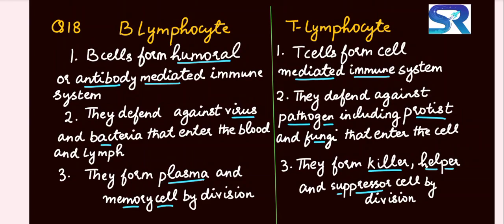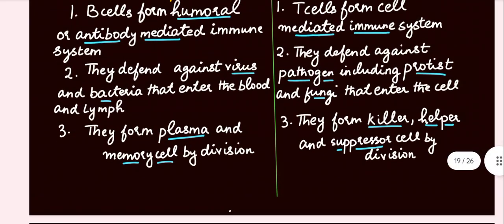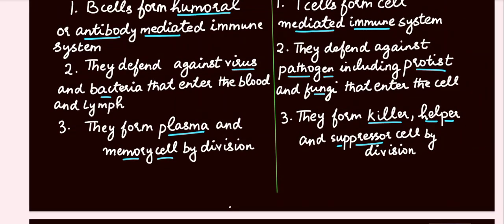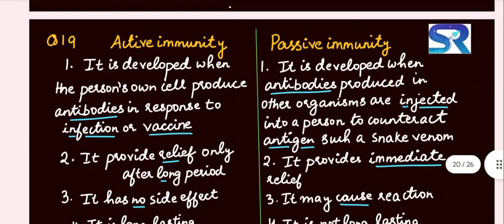First, T cells form cell mediated immune system. Second, they defend against agents, pathogens including protozoa and fungi, that enter the cell. Third, they form killer, helper, and suppressor cells by division.